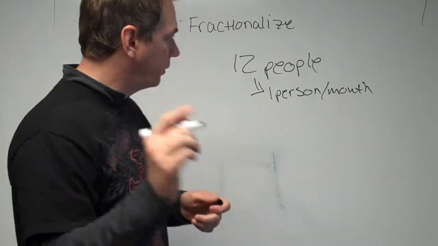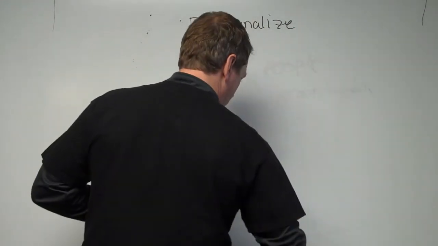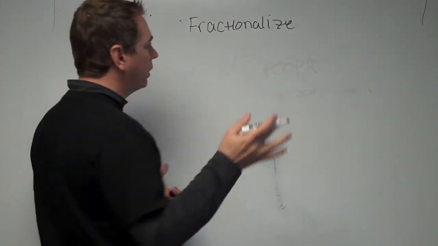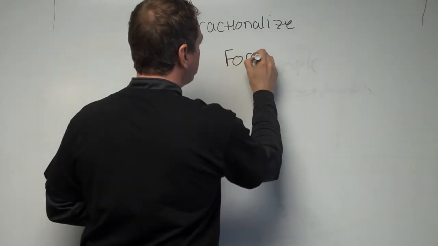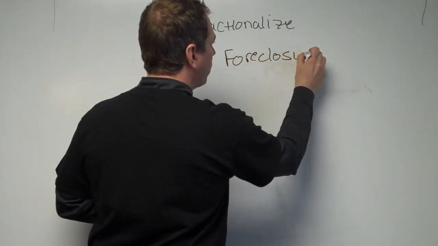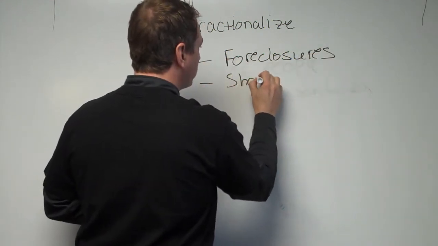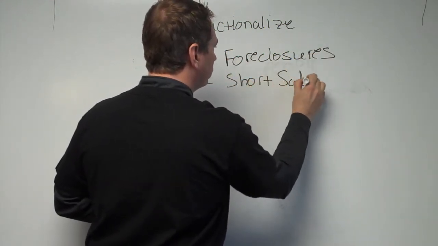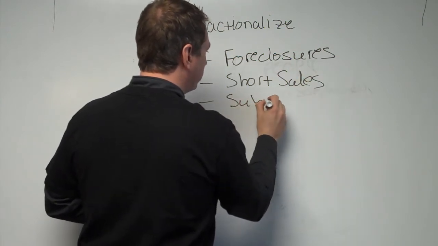So we're going to look at a couple things, okay? So let's do this. Let me erase this real quick, and we're going to talk about a couple different areas for the types of properties we're looking at. One, we're going to look at foreclosures. I'm going to talk about the pluses and minuses of each one of these. We're going to look at short sales. We're also going to look at subject to.